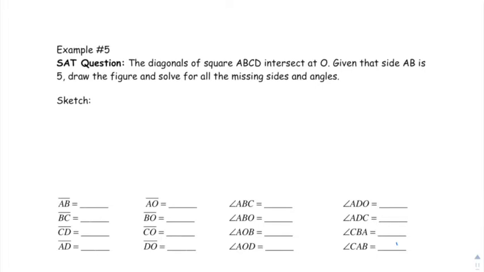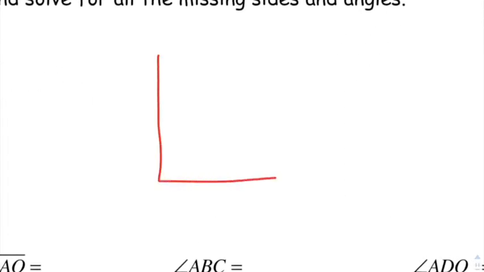Diagonals of a square ABCD intersect at O, given that side AB is 5. Draw the figure and find the missing sides and angles.